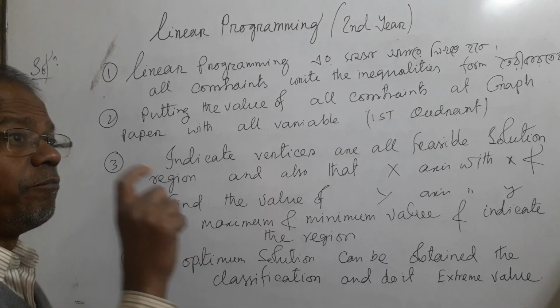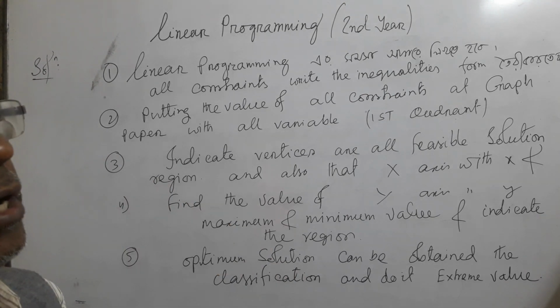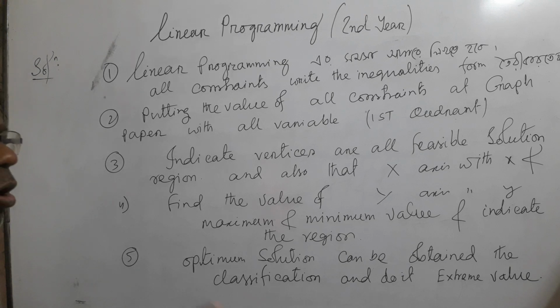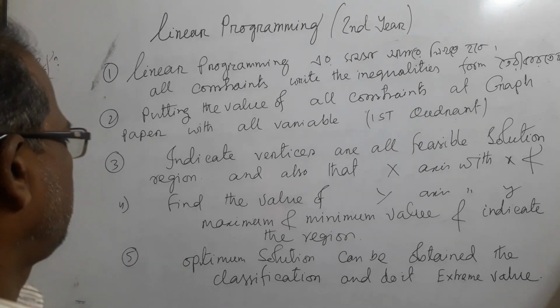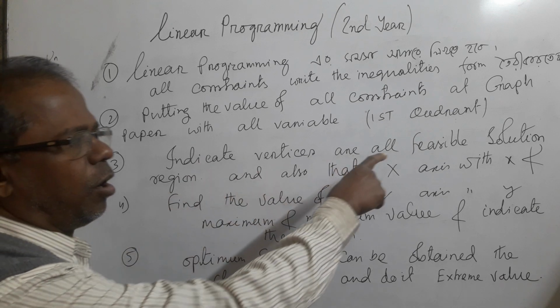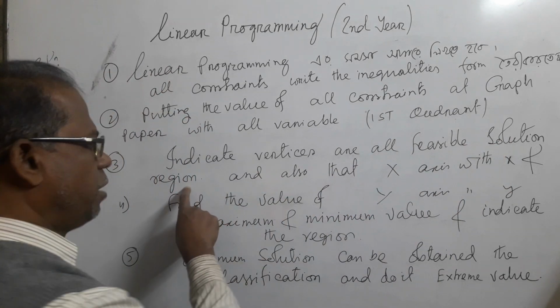Then how to indicate the vertex? Then the vertices form the feasible solution region. Indicate that the vertices are all the feasible solution region.